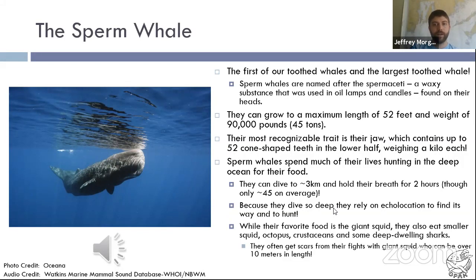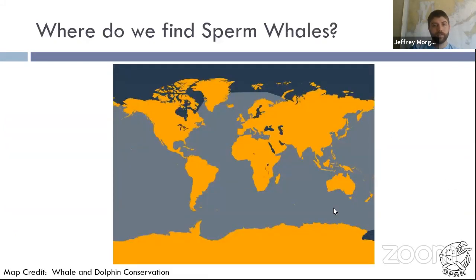One way that we can identify sperm whales is by scars, which they often get from fights with giant squid. Even though the sperm whale usually is going to win that battle, the squid does fight back. Our sperm whales, again, prefer deeper waters, so we don't really find them in our coastal areas unless there are deep trenches, and they are found in most of our oceans around the world.